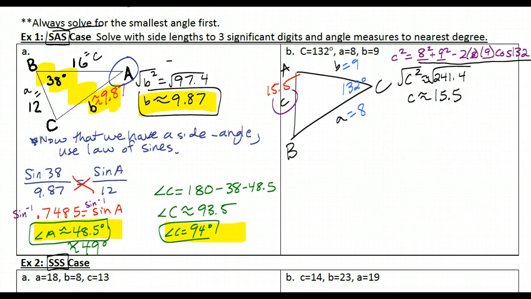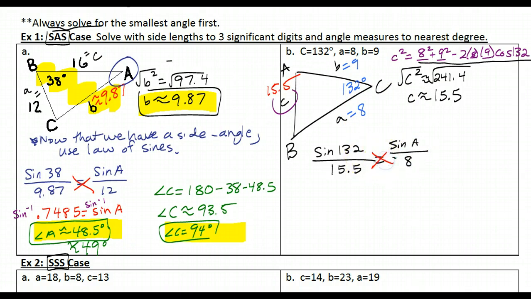Okay, and again, now that I got that, I will use my law of sines because I have a side angle pair I can use, angle C and side C, and then I want to find my smallest angle first, or my second smallest, depending on what's going on here. But I think this is going to be the smallest because I'm going to find the angle A that's across from side A.